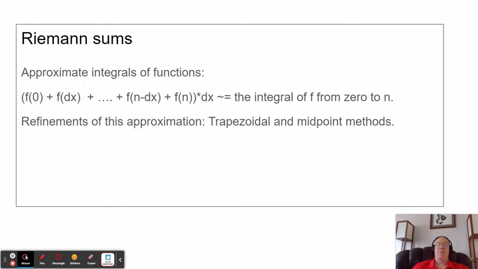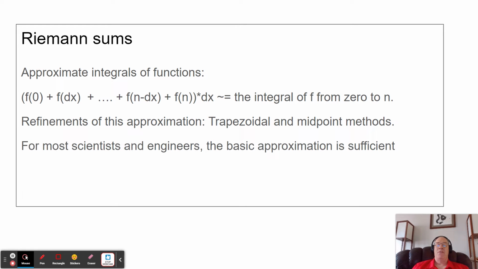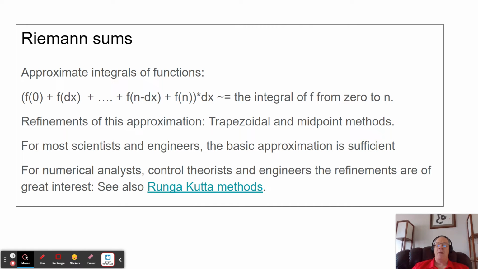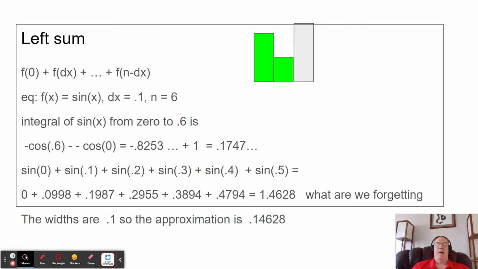There are refinements of this approximation called the trapezoidal and midpoint methods. But for most scientists and engineers, this basic approximation is good enough. If you're a numerical analyst, a control theorist, or a control engineer, then the refinements can be of great interest. One of the most common examples I'm aware of is something called a Runge-Kutta method. So you can go there if you want. Let's talk about some of the specifics then, just so we're familiar.